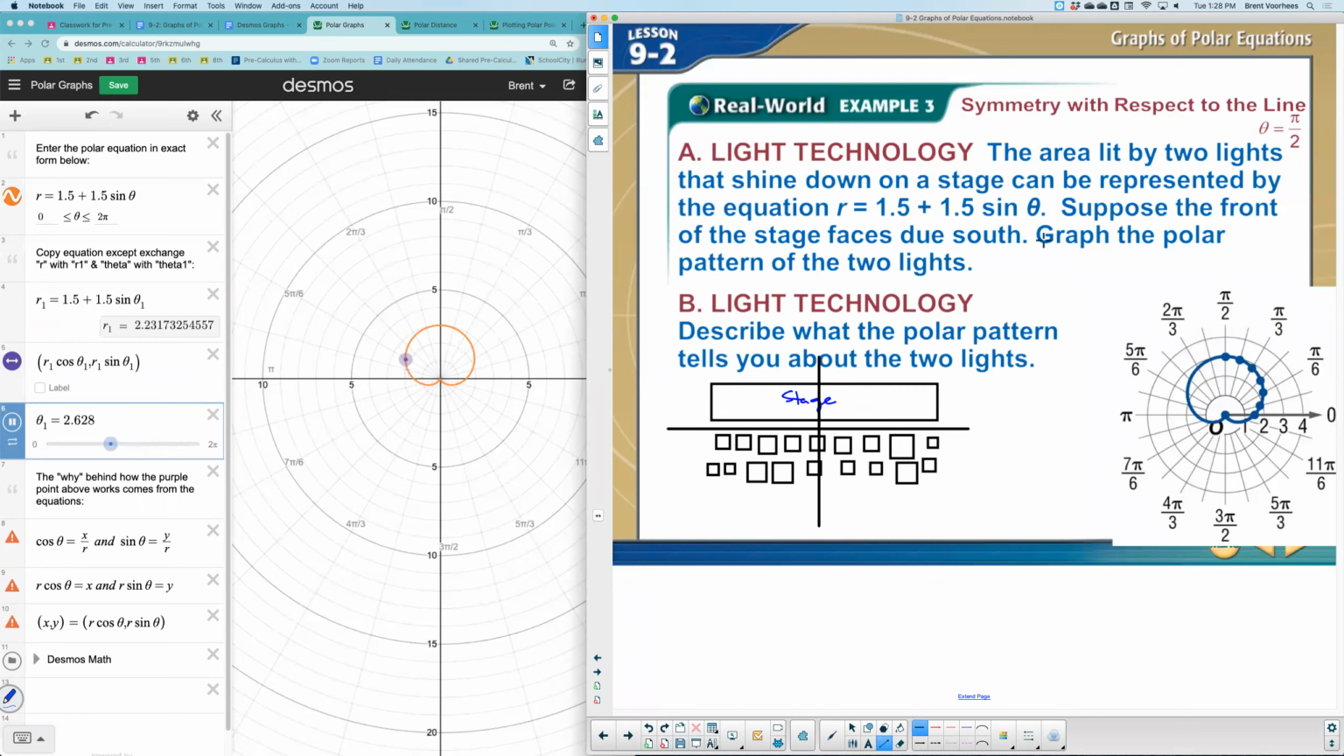So what I just did here is I graphed it, just like I was told to do here in part A. And also, we described why you would use this. It would be to light the stage while keeping the audience in the dark. It makes it easier, again, for the audience to see. It's more effective for that. This would be the two lights.